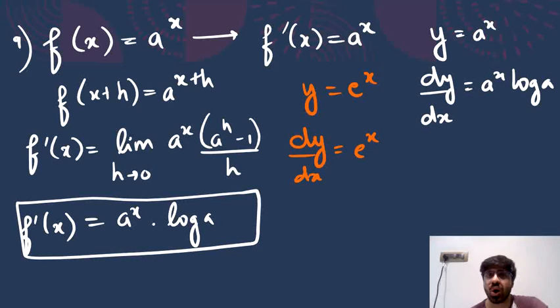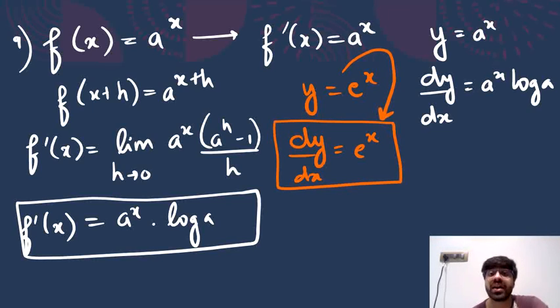So e power x into log e will be 1, so dy by dx will simply be e power x. So if y is e power x, the derivative will be e power x only, because the other term, which is the log e term, becomes equal to 1.